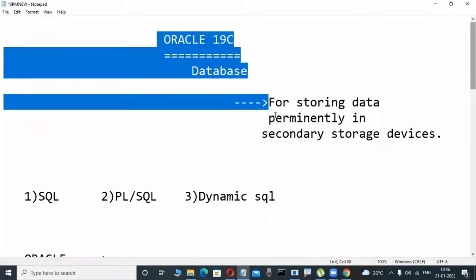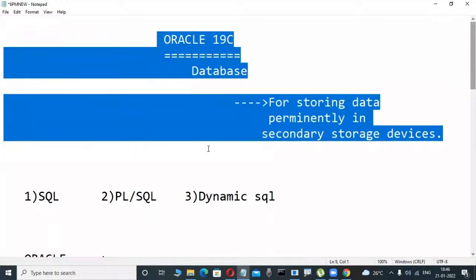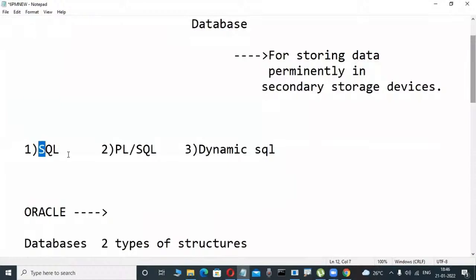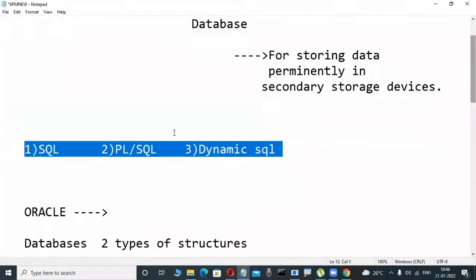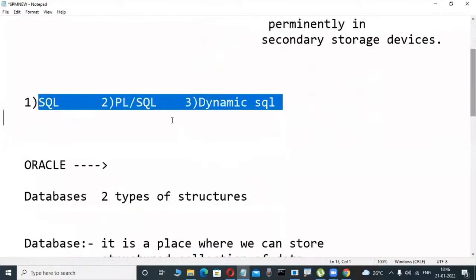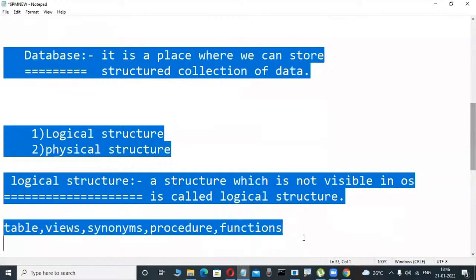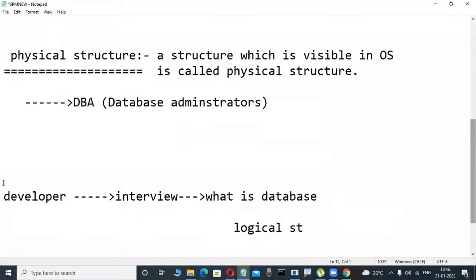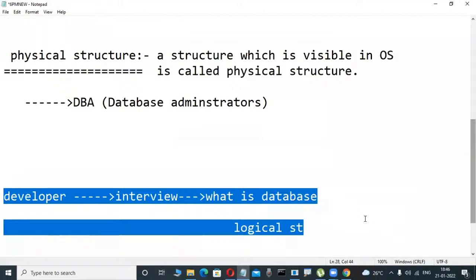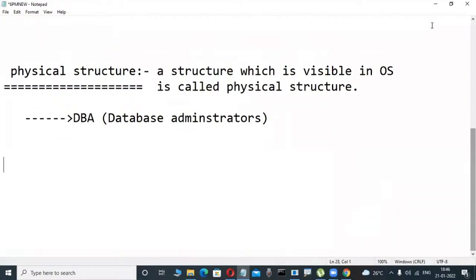If you want to operate this Oracle software, what are we using? SQL, PL/SQL, and dynamic SQL languages. Anywhere we learn an Oracle course, these three things are taught. That is a very small thing I'm telling. Okay, fine. Now check it out.